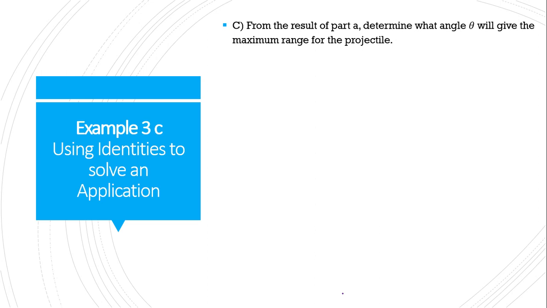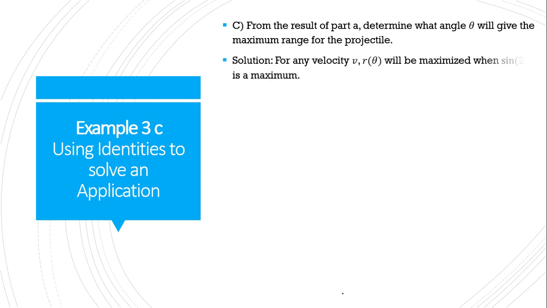So using Part A, which was just using an identity, how high is this baseball? Let's just call it a baseball projectile. How high is this baseball going to go into the air? So the first thing that we need to know is that for any velocity v, R of theta is going to be maximized when sine of 2 theta is a maximum.